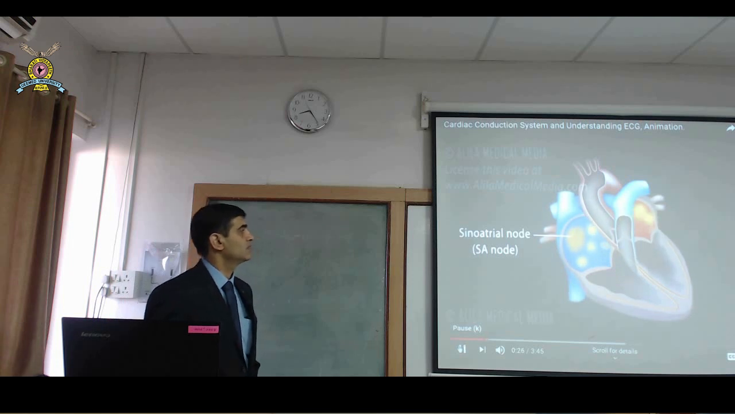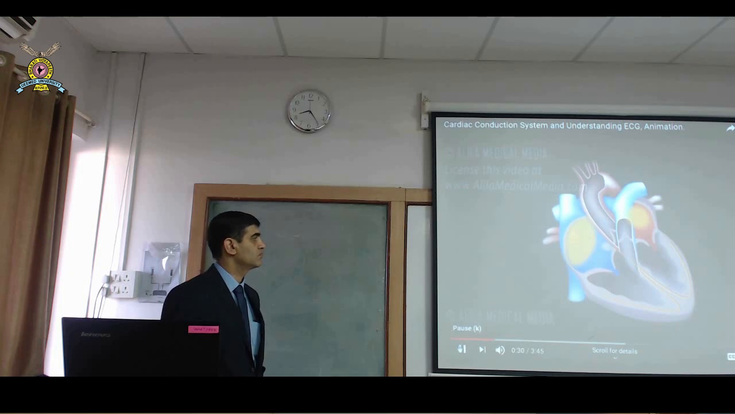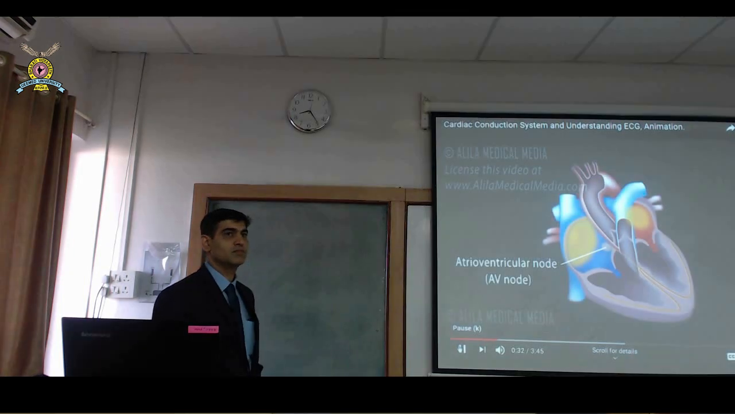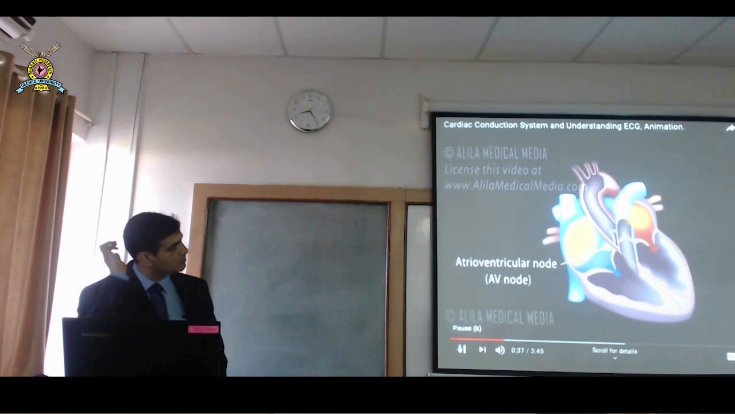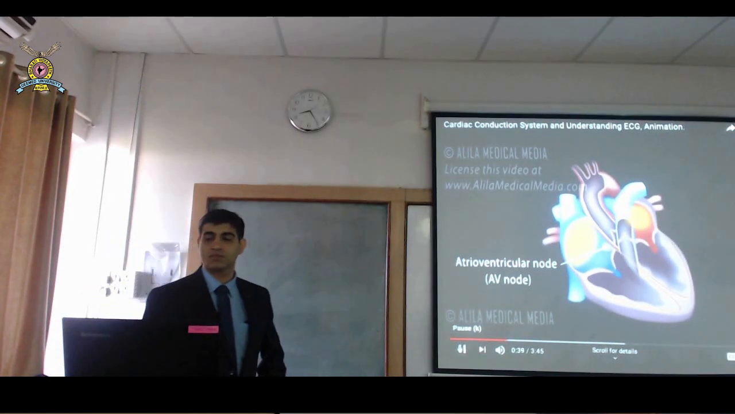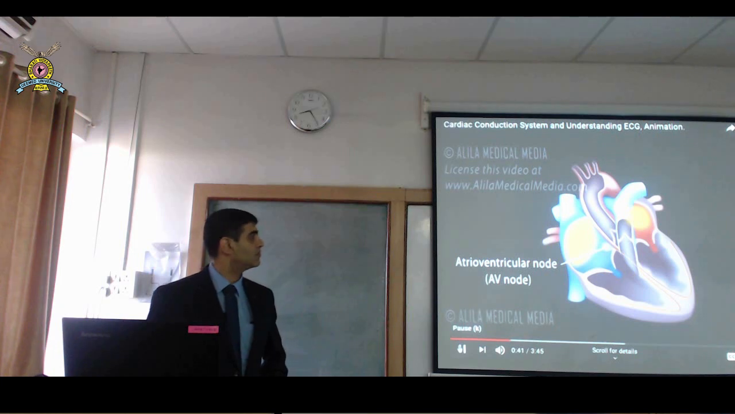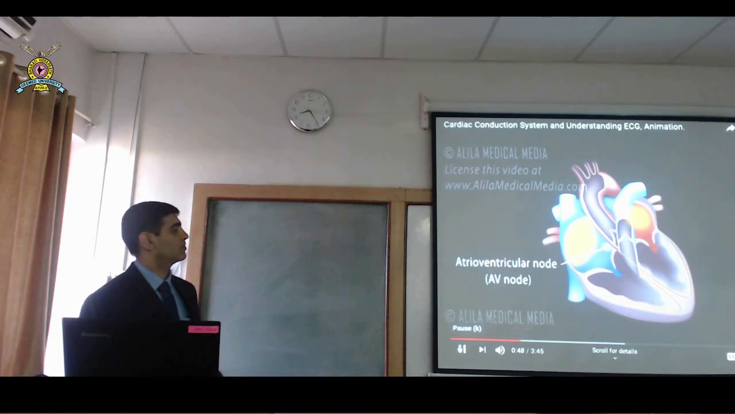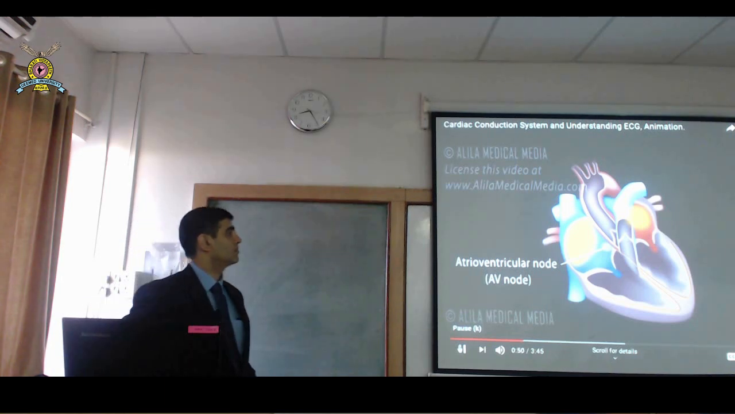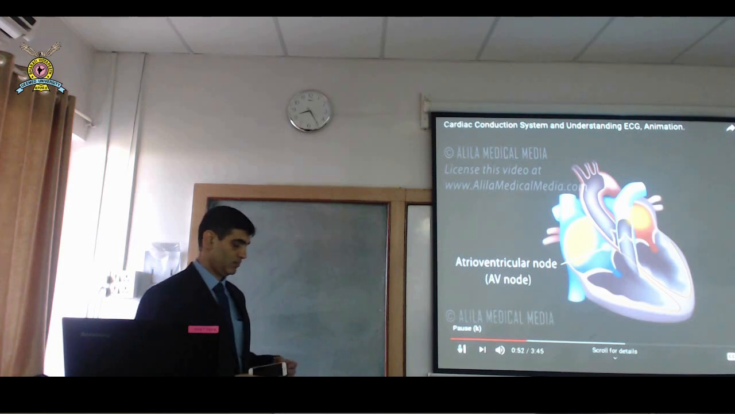Electrical impulses from the SA node spread throughout both atria. The atrioventricular node, or AV node, is located on the other side of the right atrium, near the AV valve. The AV node serves as the electrical gateway to the ventricles. It delays the passage of electrical impulses to the ventricles. This delay is to ensure that the atria have ejected all the blood into the ventricles before the ventricles contract.